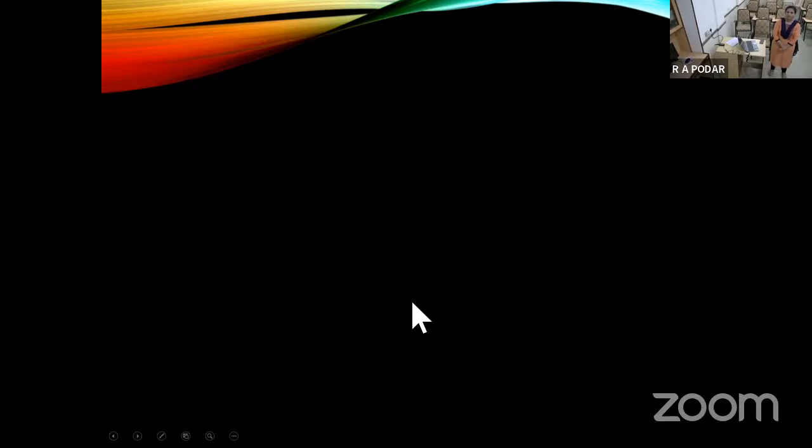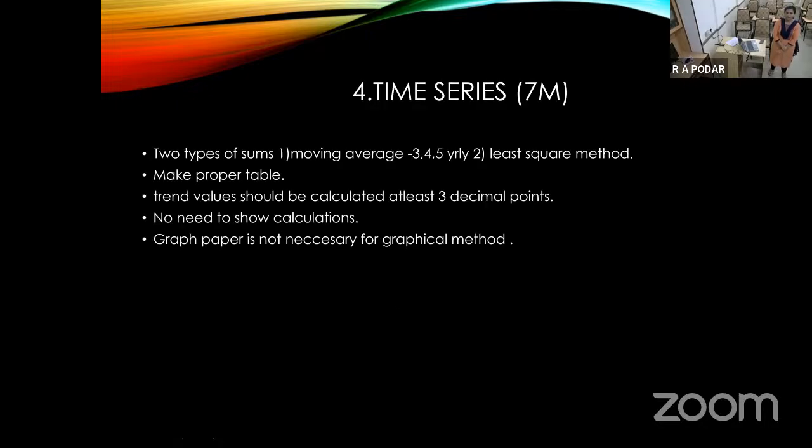Time series, the most favorite topic of all. In time series we basically have 3 types, but the graphical method is the easiest one, so everyone can attempt this question. And the second type we have is the moving average method. In the moving average method, the common mistake you people make is in 3, 4, 5 yearly moving averages. 3 and 5 are easy, but while calculating the 4 yearly moving average, there is a different type of table.